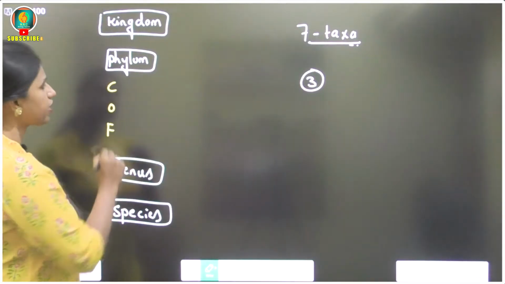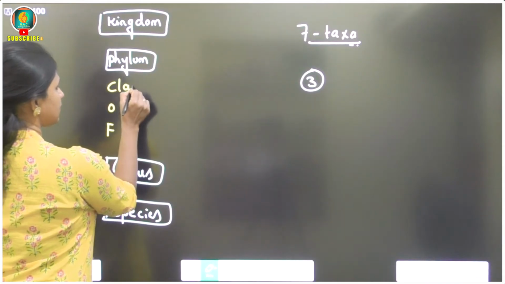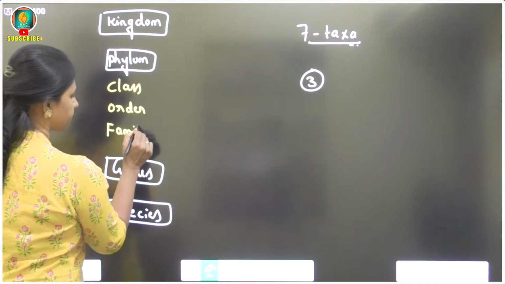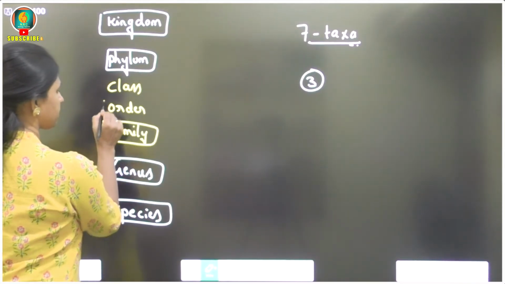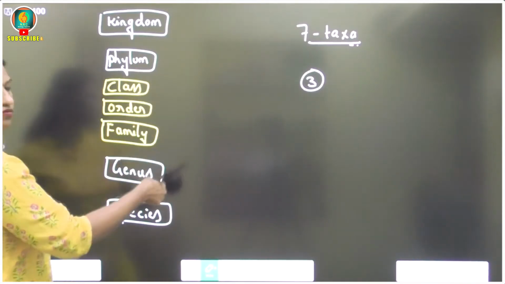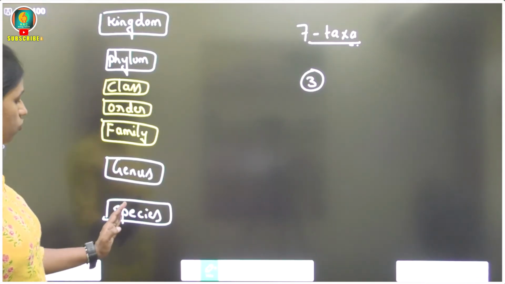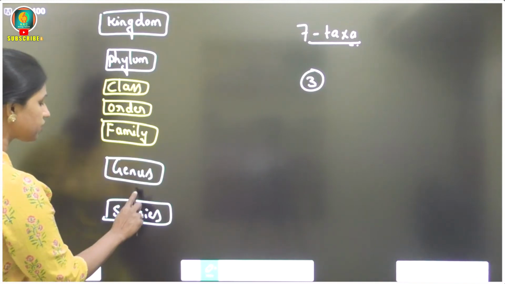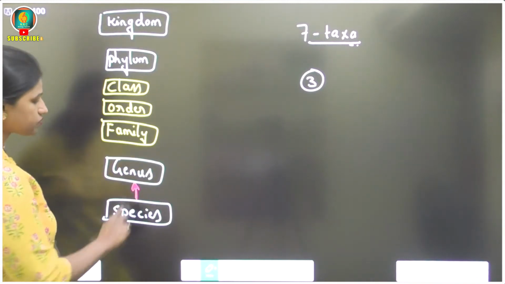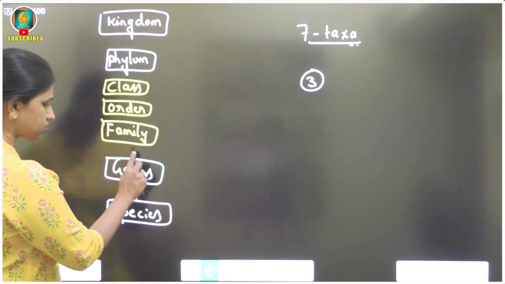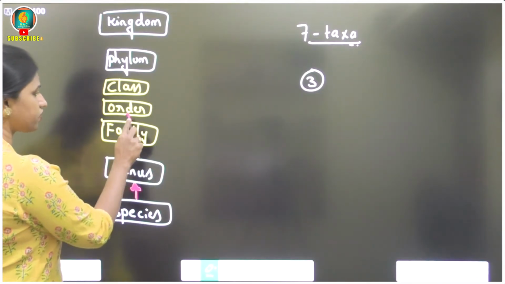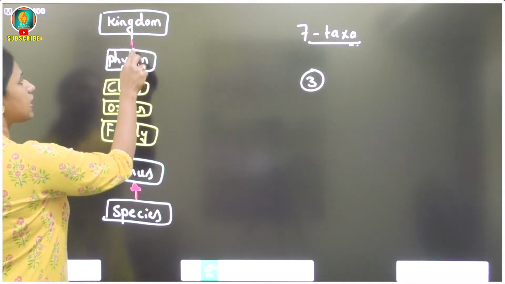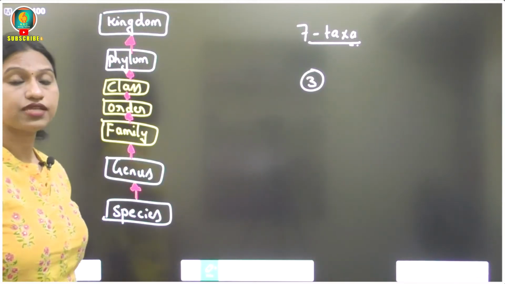C-O-F: C stands for class, O stands for order, F stands for family. Okay, like this I used to remember, and the rest of the things we can remember like this. Now, if I move in this order, from species, we call it an ascending order. After species comes genus, after genus comes family, after family comes order, then class, then phylum, then kingdom. So kingdom is the largest taxon.